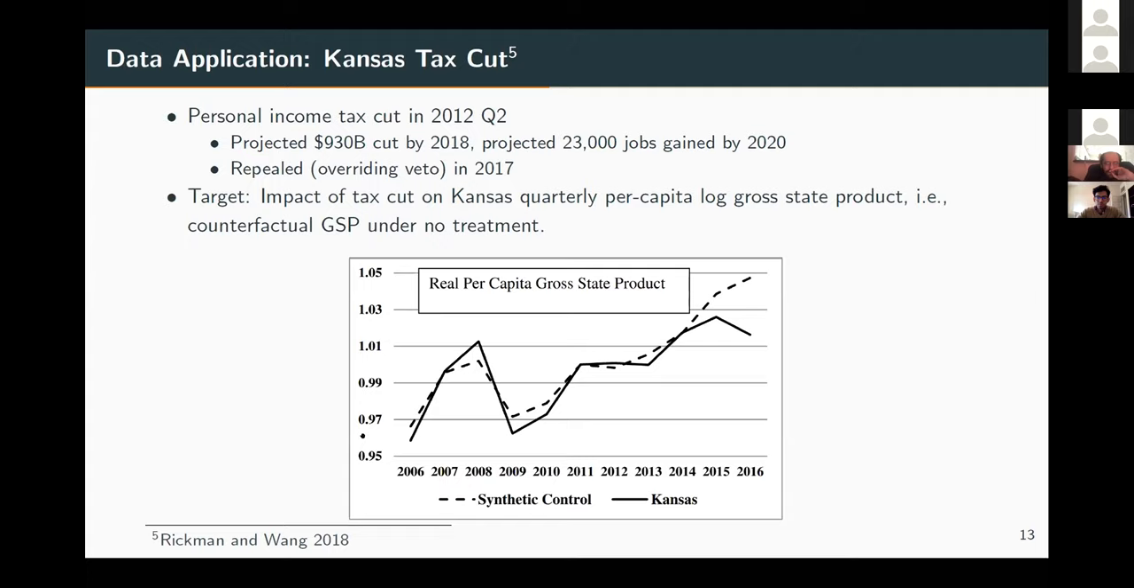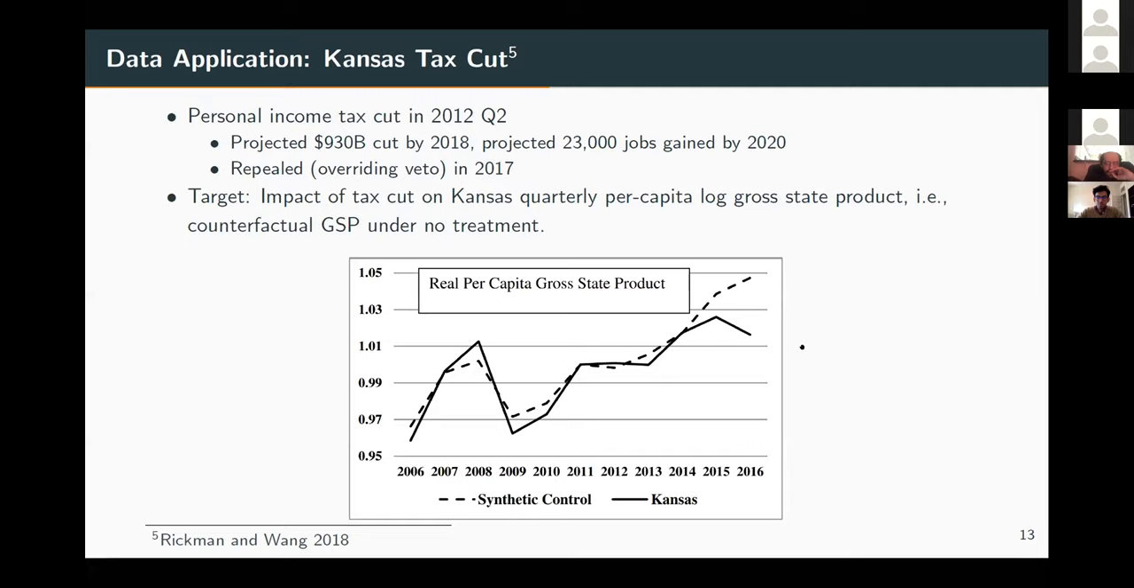The tax cut was projected at the time to result in $930 billion of reduced tax burden on the people living in Kansas, and it was projected to increase the number of jobs in the state by 23,000 by 2020. As you can see from this plot, the real Kansas is the solid black line. Following the tax cut, the gross state product went down a little bit and then started to go back up, and then started to downturn again in 2015. In response to the gross state product decreasing, there were calls for the legislature to repeal this tax law. They viewed it as a defeat for supply side economics, and so the legislature voted to repeal the tax, and had to override the governor's veto.